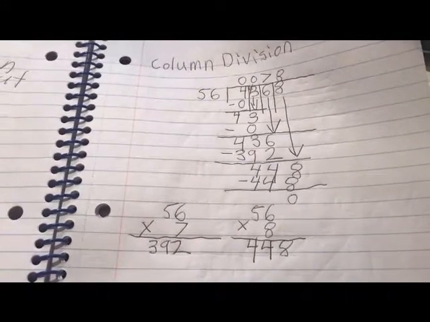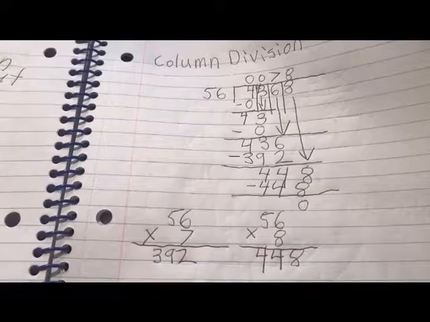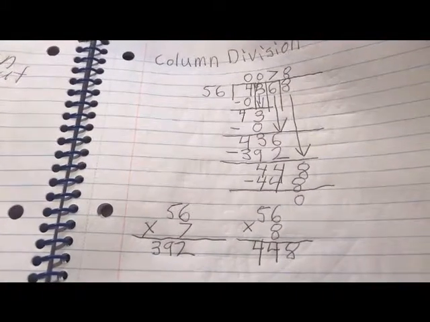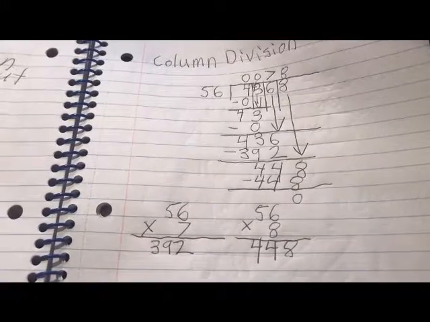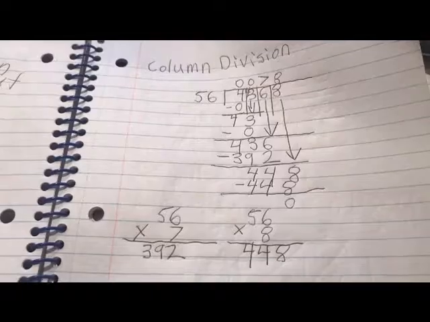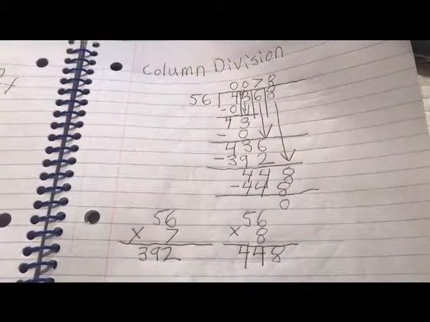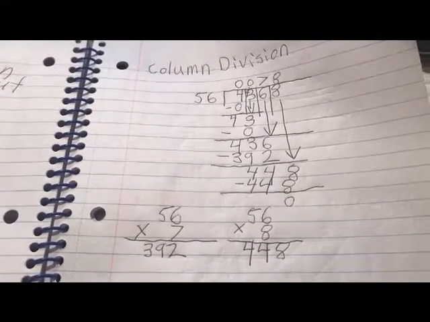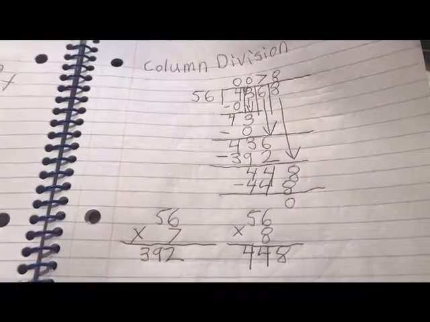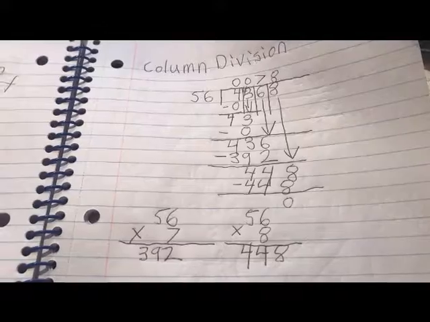And 56 times 7 is 392, so you subtract that from 436, and you get 44, bring down the 8, and you get 448, and 56 times 8 is 448 exactly, so there's no remainder, so the answer is 78.